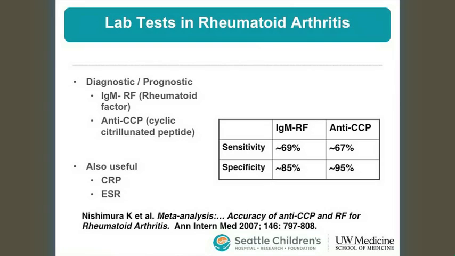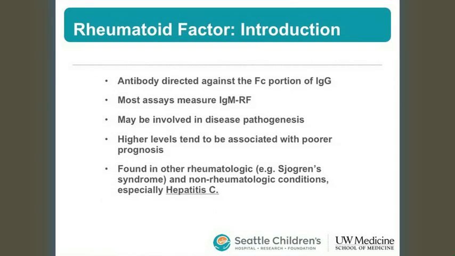And when I see a specificity of 85% for rheumatoid factor, that's like the inventor of rheumatoid factor's view of it. That's the positive view, the glass is half full view. And this is much more specific.